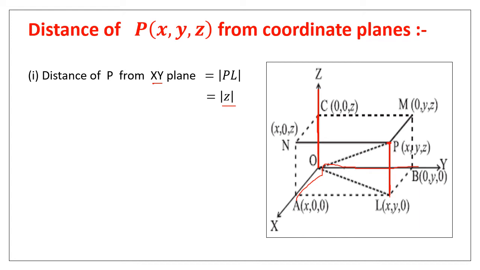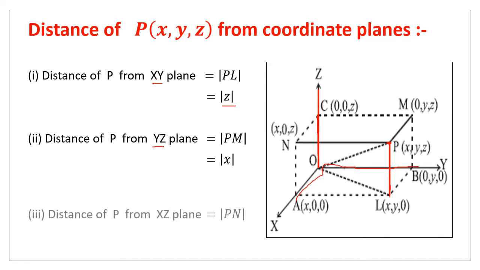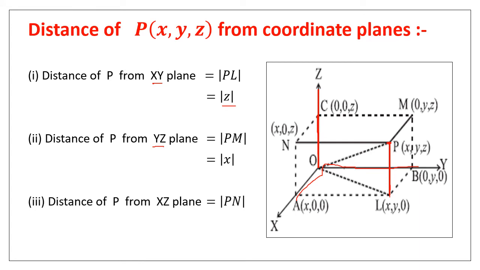If it is downwards, then it will be minus z, but distance is always positive, so we write it in modulus. Second, the distance of P from the yz plane. Now in yz, x is missing there, so the distance is mod x. And third, the distance of P from the xz plane, where y is missing, so that distance is mod y.